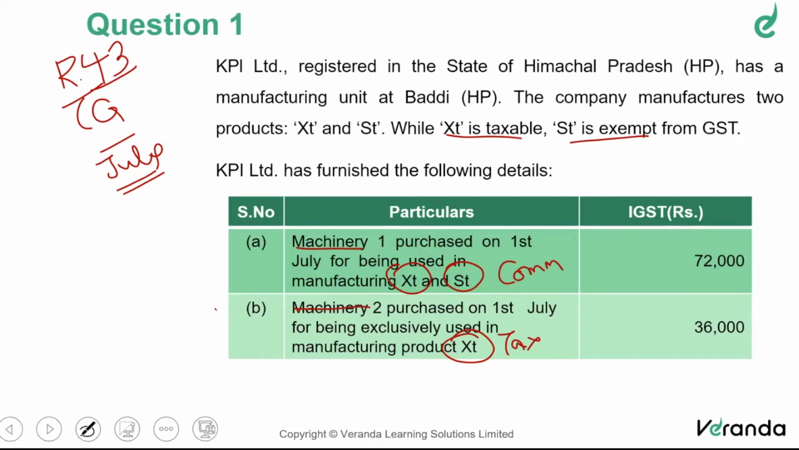Now, first of all, we need to approach this problem depending on what they're asking. What is the required thing in this question? First, we have to find out how much ITC we have to avail. That is the first thing. 4 requirements are being asked. If you see, the first thing they're asking is how much credit should be availed in the current period.